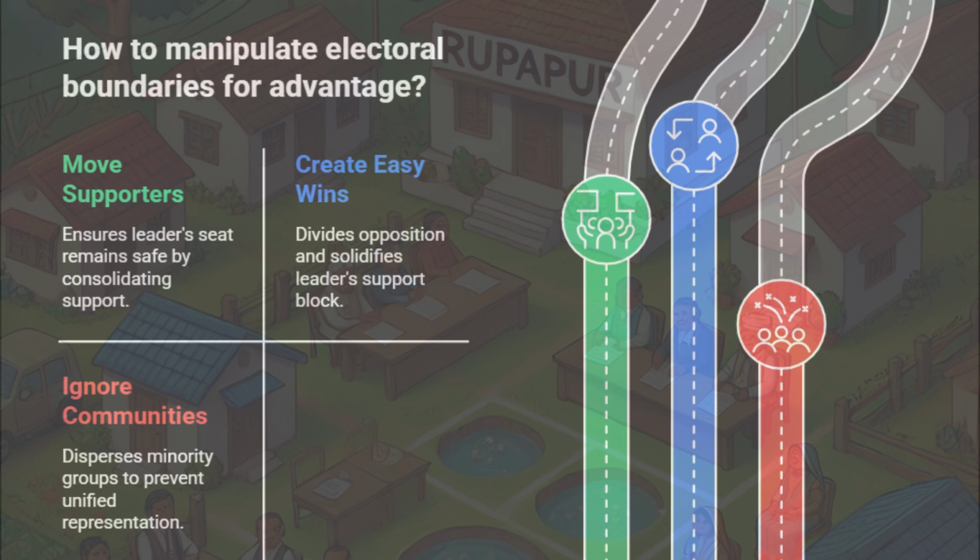Some wards were drawn in a way that scattered certain groups, especially minorities, into different areas so they couldn't elect a leader who truly represents them. Instead of making elections fairer, these manipulations ensured certain politicians stayed in power. Hope you understood the story.